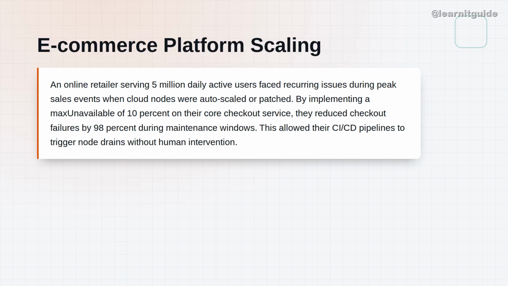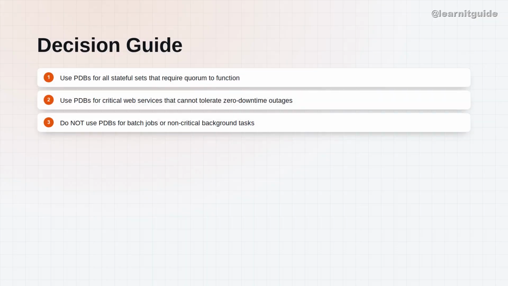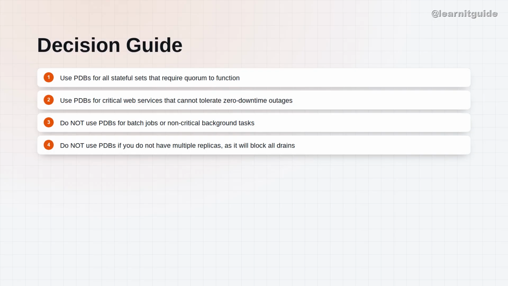governed the eviction process. When should you use this? Use PDBs for all stateful sets that require quorum to function, and use them for any critical web service that cannot tolerate even a brief zero downtime outage. Do not use PDBs for batch jobs or non-critical background tasks as they are not needed there, and strictly avoid using PDBs if you do not have multiple replicas, because you will only succeed in blocking all of your own maintenance drains. Specifically, that includes use PDBs for critical web services that cannot tolerate zero downtime outages.